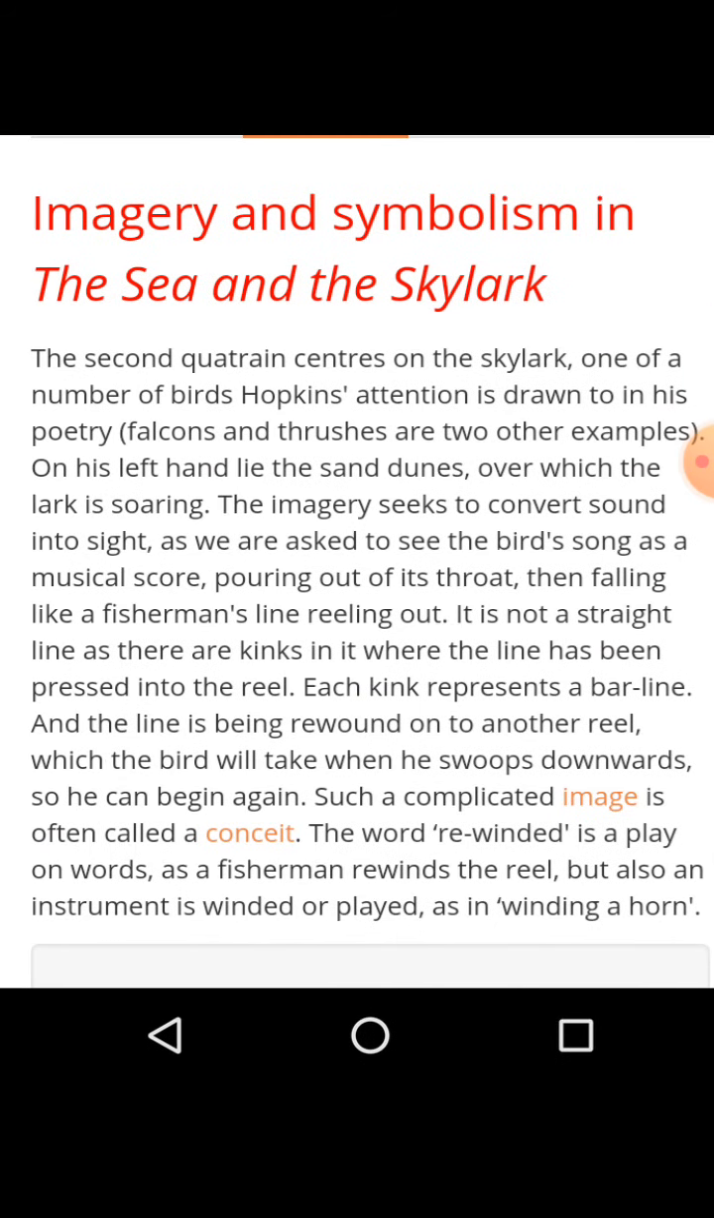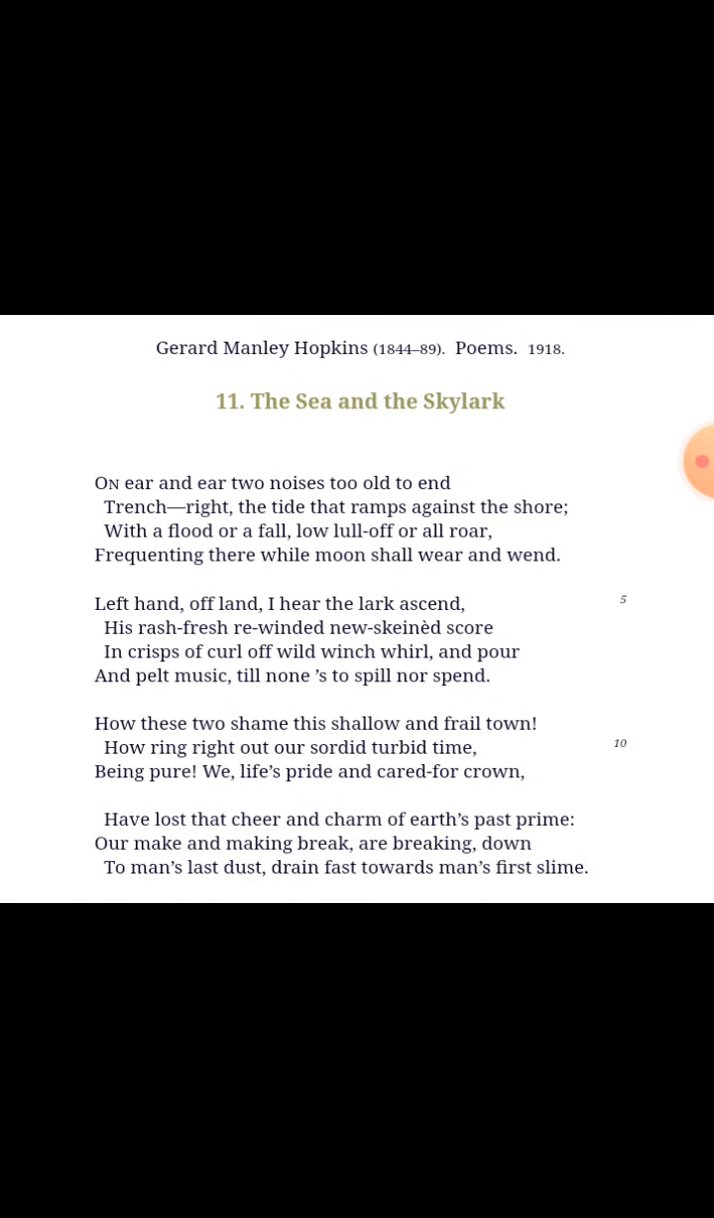So, come to our poem. Let us start our sonnet. As I told you, the first quatrain describes the sea, the noise of the sea.